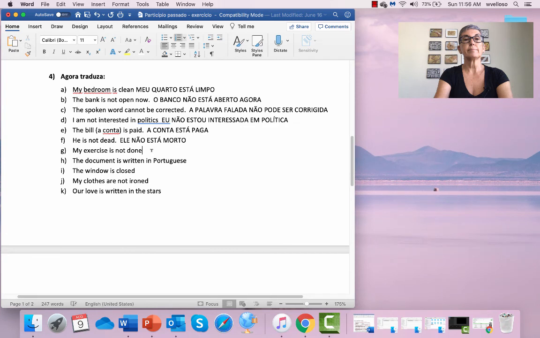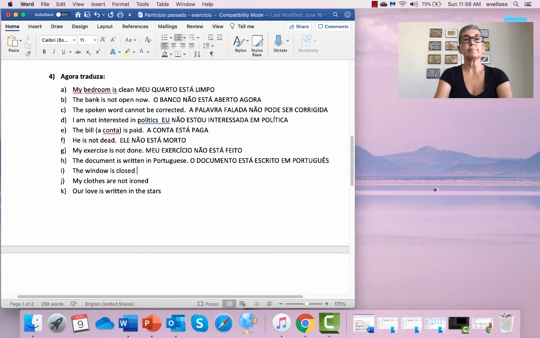My exercise is not done. Meu exercício, acento agudo no I, e C de novo. Meu exercício não está. Now the verb fazer is irregular. Opa! Desculpe. Não está feito. The document is written in Portuguese. O documento está, o verbo escrever é irregular, escrito, documento masculino singular, o documento está escrito em português. Português. Acento circunflexo no E, por favor.